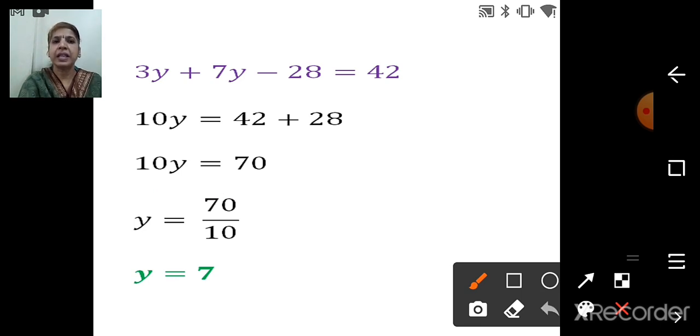Now 10y, it means 10 is multiplied with y. So dividing by 10 on both the sides. When we divide 10y upon 10, we are getting y. So y is equal to 70 upon 10. Or directly we say, since it is given multiplication, it is going to the other side, it becomes division. So y is equal to 70 upon 10. 70 divided by 10, the answer is 7. y is equal to 7. So this is the solution.